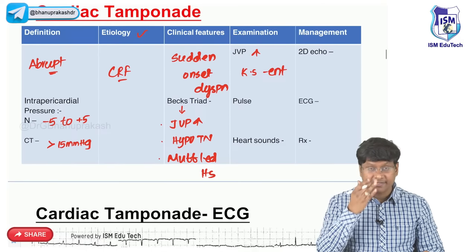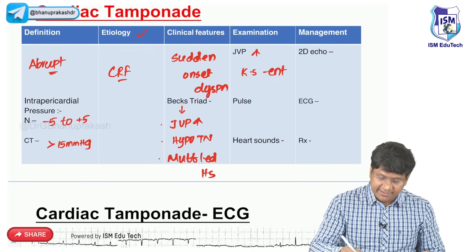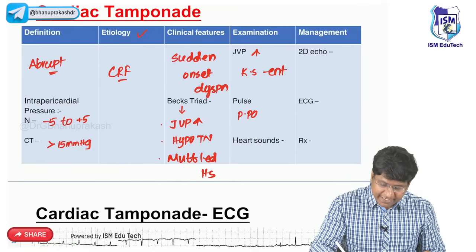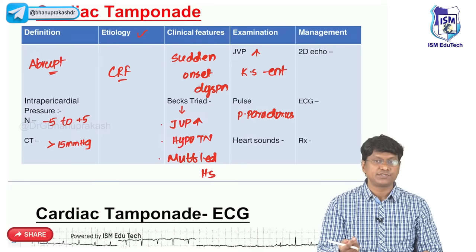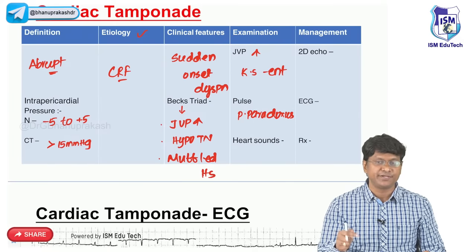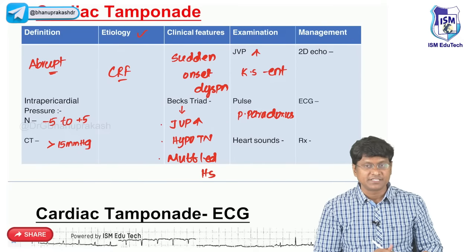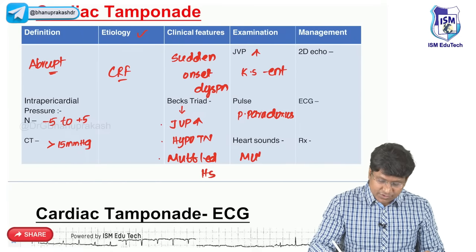And what will be the characteristic pulse in cardiac tamponade? The characteristic pulse will be pulsus paradoxus. What exactly is pulsus paradoxus? It is where there is a fall in your systolic blood pressure of more than 10 millimeters of mercury during inspiration. And how will be the heart sounds? The heart sounds will be muffled.